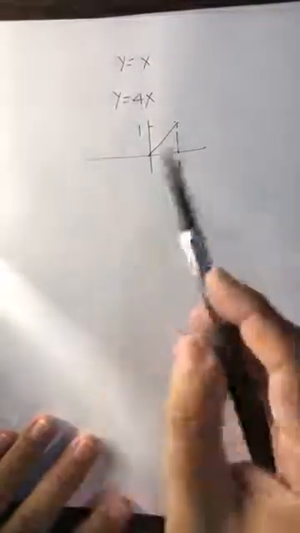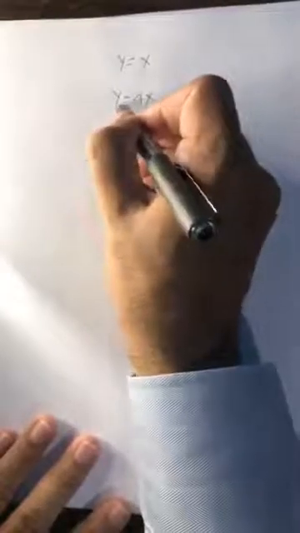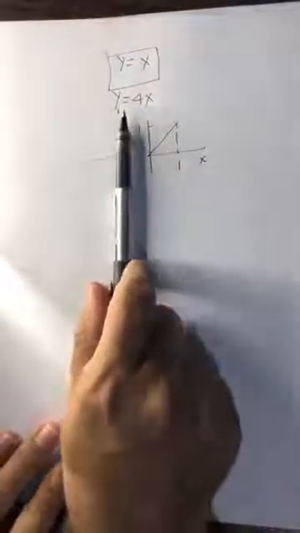At x = 1, y will be 1. X is equal to 1, y is equal to 1. So this will be plotted like this. And now try plotting this. What will happen?